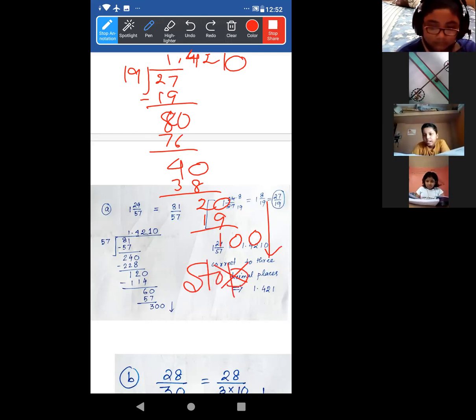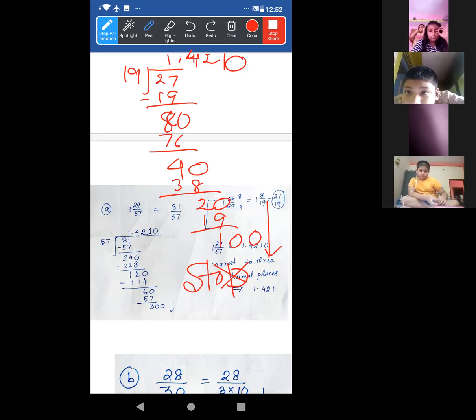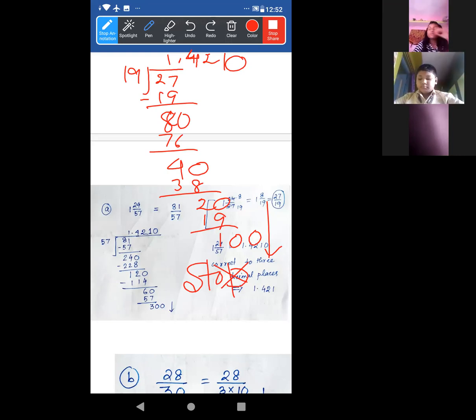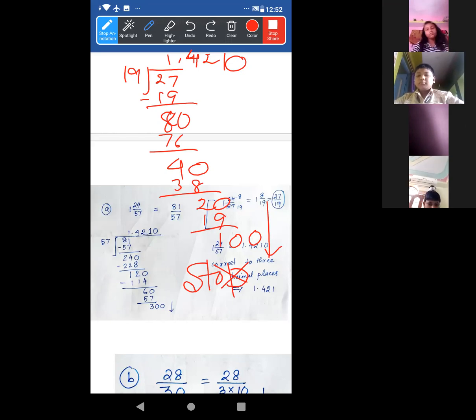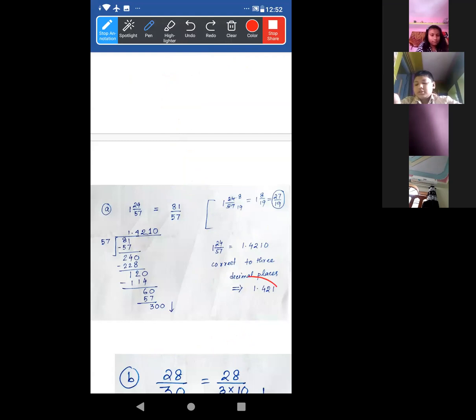Done? Is it completed? Okay. Trisha, Ashmita, Amitrajit. Devolin, done. You can't see the board properly, Devolin. Okay. Now I am just clearing it. Now what is the answer? This is 1.4210, right? Now this one is 0, less than 5. So it will remain as it is. The answer will be 1.421. Clear, Tom? Look, I have written. I'll move on to the next one.